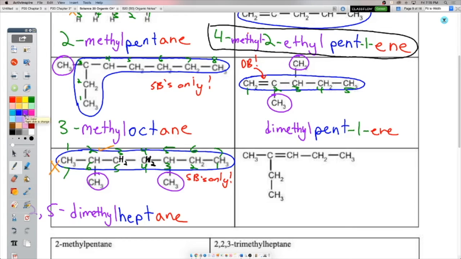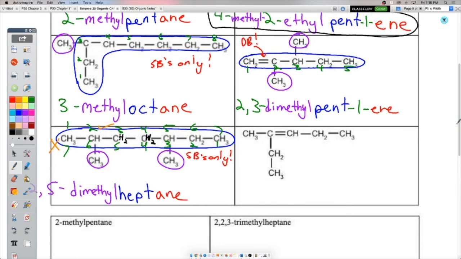What's left? We have to say where they are, but we have 2. So how do we say where they are? We use numbers and commas. They are on carbon number 2 and carbon number 3. 2,3-dimethylpent-1-ene. By the way, folks, once you've numbered your parent chain, you can't switch it up. You number it for the double or triple bond, or you number it for the branches, but you've got to stick with one. You can't go back and forth.